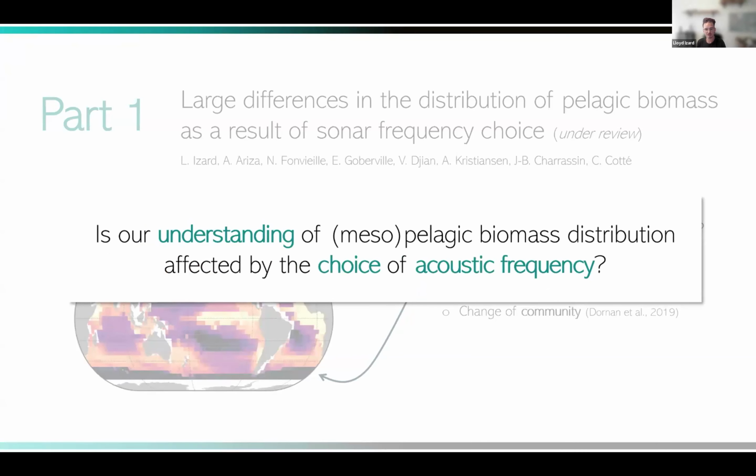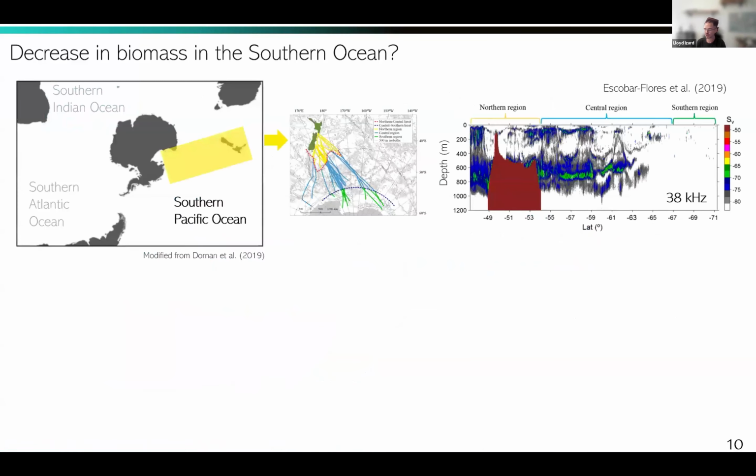So we can wonder if our current understanding of mesopelagic biomass distribution is affected by the choice of acoustic frequency we use. To start with, I'd just like to mention that several studies have documented this decrease of acoustic density in different sectors of the Southern Ocean.